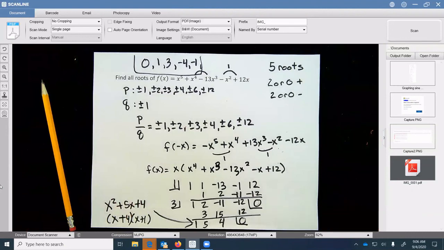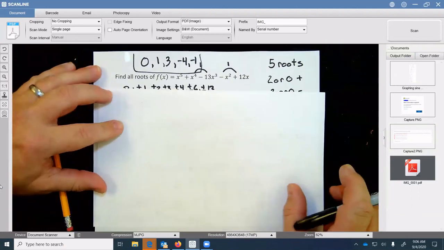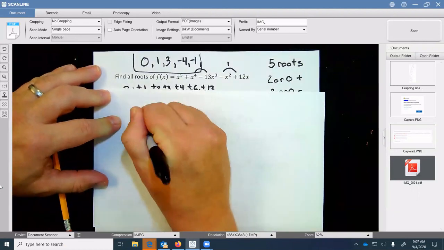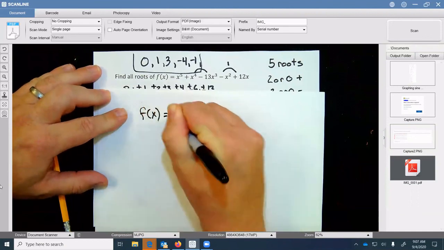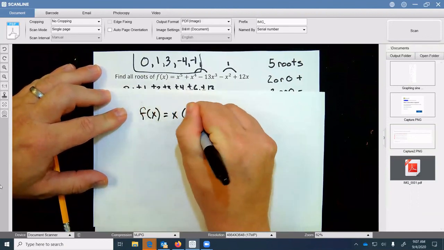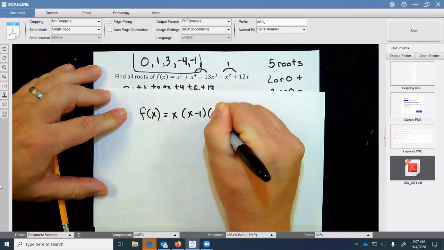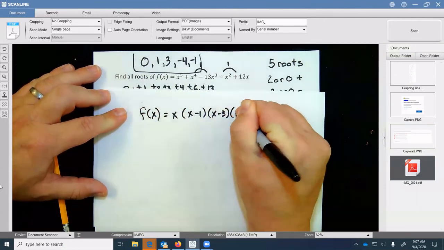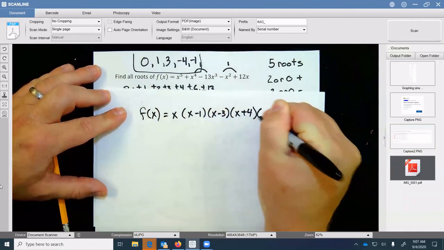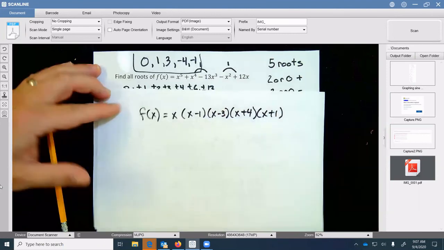The only other thing that sometimes they want you to do, because they're mean, is they want you to write it in factored form. So they're going to want you to write it as f of x equals x times x minus 1, x minus 3, x plus 4, and x plus 1. So it's in factored form.